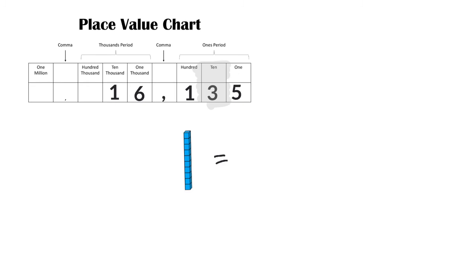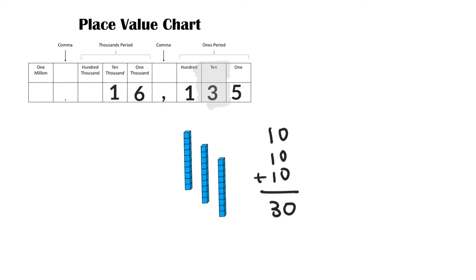Remember, 1 long represents 10. So if we have 3 longs, that'll represent 3 tens, or 30. So the value of the digit 3 in this number is 30.